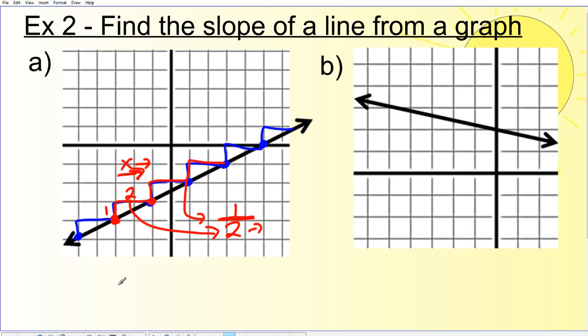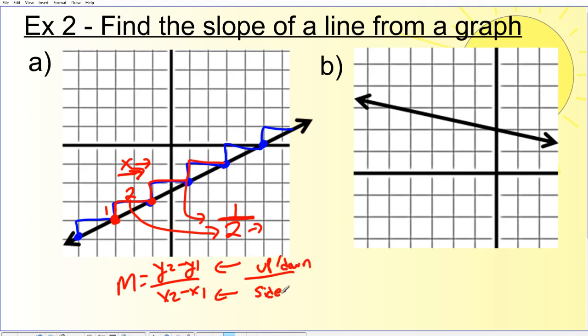Which would make sense because in our formula, m equals y2 minus y1 over x2 minus x1, the top number is how far your line moves up and down. The bottom is how far the line moved sideways. So this is up and down. This is sideways. From one point to the next, I went up 1 unit over 2. So my slope is up 1 over 2.